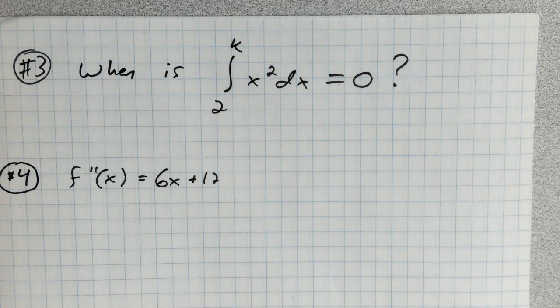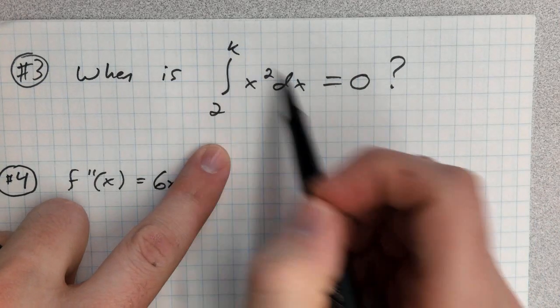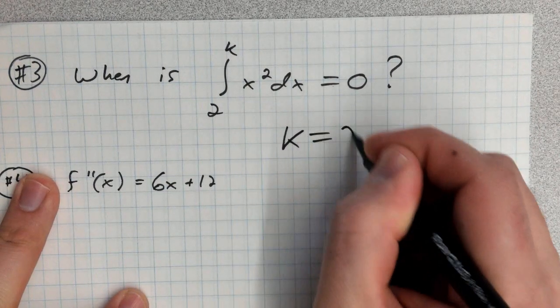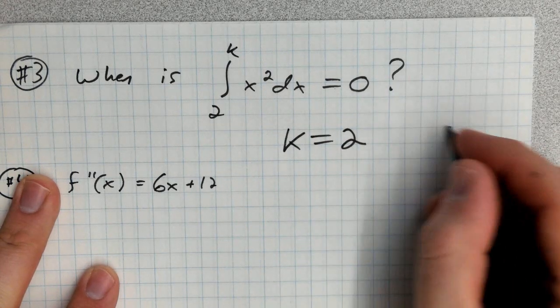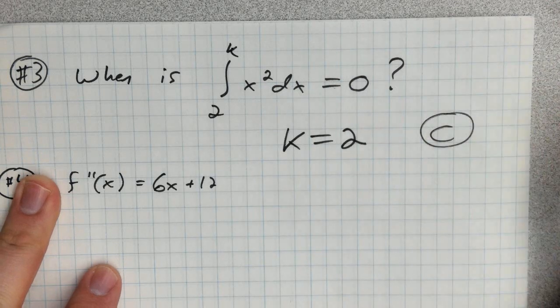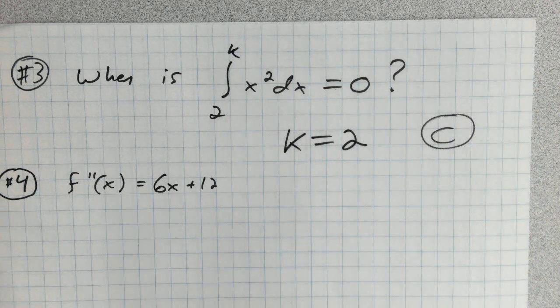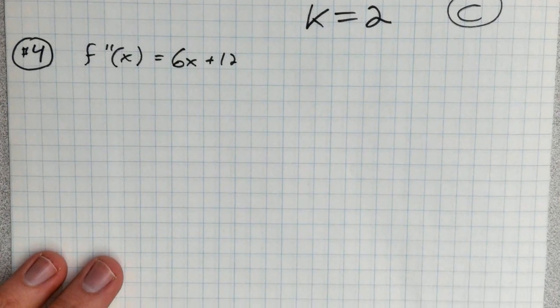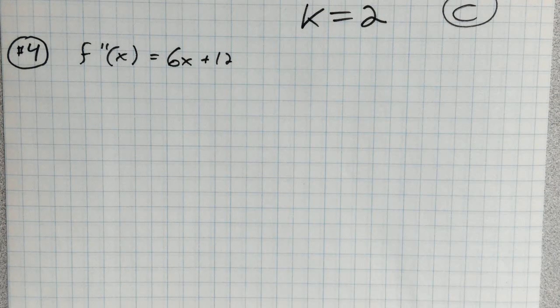Number 3 is the most common right. The problem that most people get right, if they get one right. So you're trying to figure out what k value makes this integral 0. It's when k is equal to 2, and that is c. And that's because the integral from 2 to 2 is 0, because of that a to a property. There's no area when the bounds are the same. Okay, questions on 3? Fantastic. All right, let's dig into number 4.